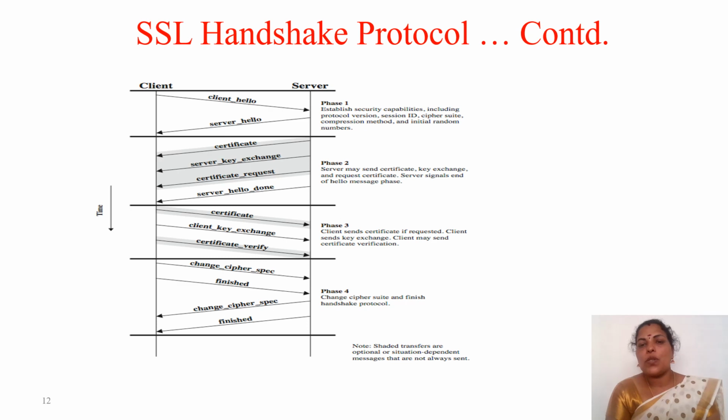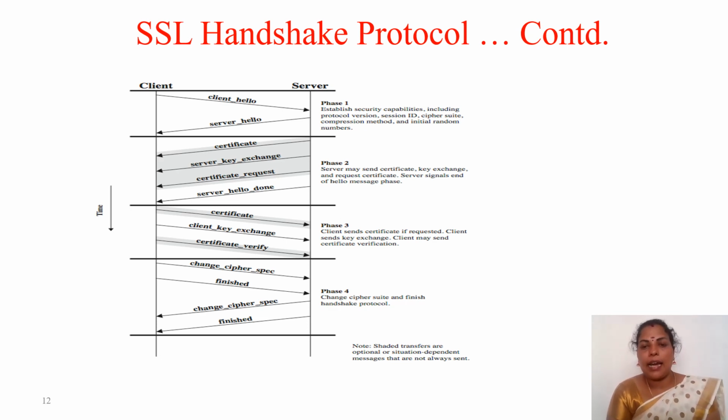Then in phase 2, the server may send a certificate, then key exchange and certificate request, and the server signals the end of the hello message phase. That is, here you see certificate, then server key exchange, certificate request as well as server hello done in the second phase. And in the third phase, the client sends to the server.